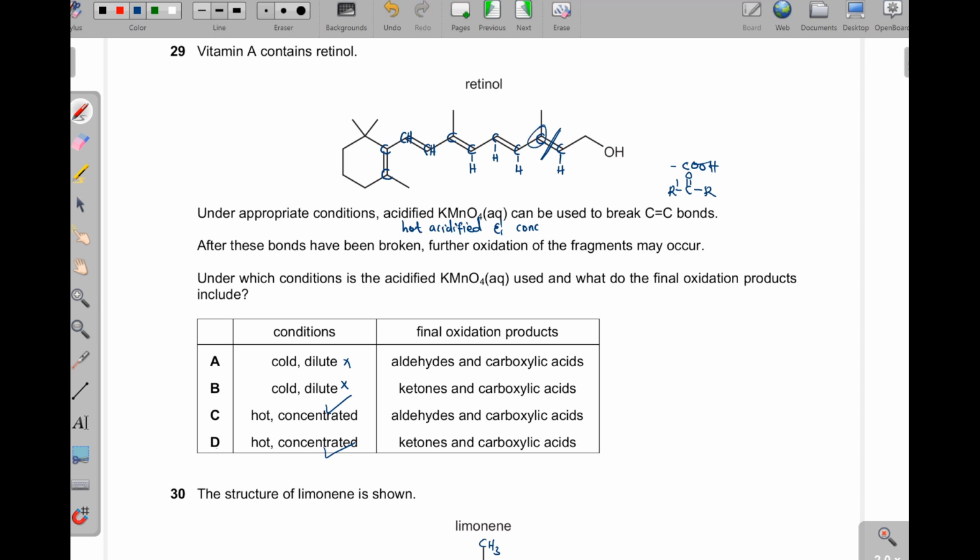Then here a ketone, here carboxylic acid, and then here also carboxylic acid, ketone, carboxylic acid, then here a ketone, and then here a ketone. So we only see carboxylic acids and what? And ketones. So the answer has to be this one here. So we have our answer as D.